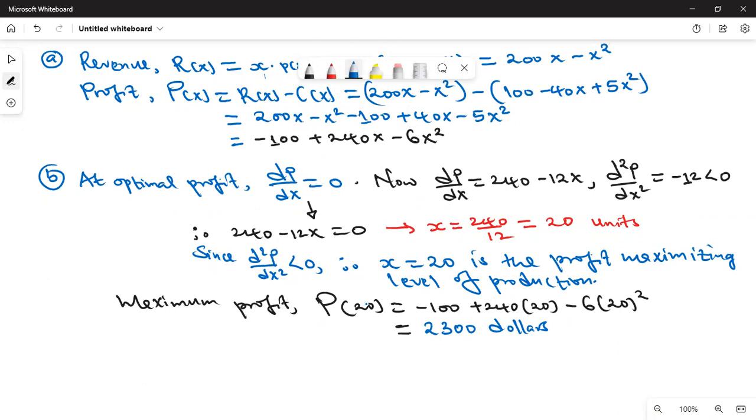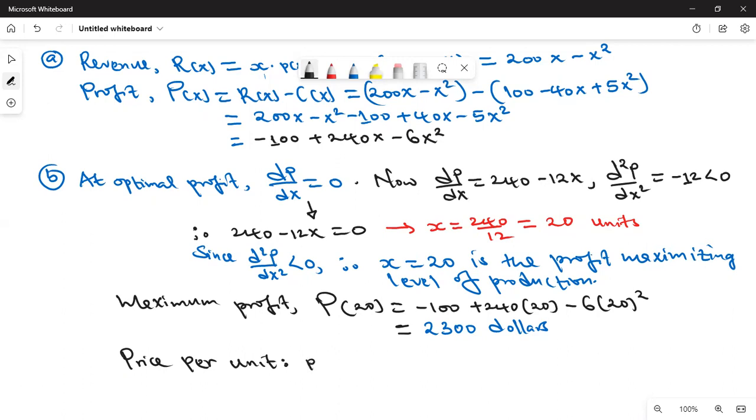What else do we need to find? We need to find the price per unit that will yield maximum profit. So we also need to find price per unit that will yield maximum profit. So that is the small p. The small p when X is 20.